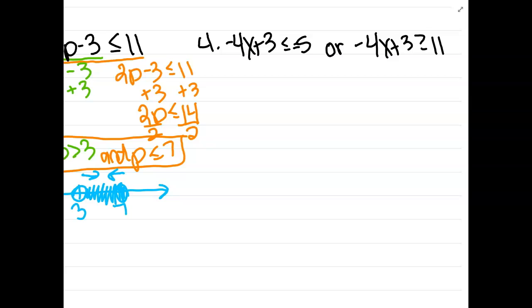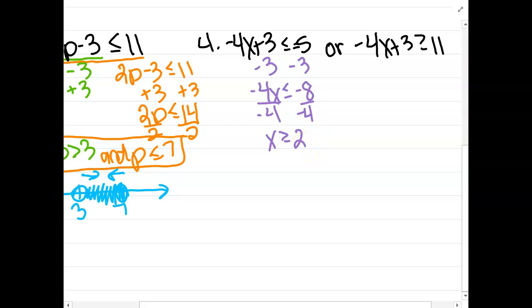Okay, is this an and or an or? An or, right? Because we see the word or. So, our two-step inequality here, if I subtract 3, we have negative 4x is less than or equal to negative 8. When I divide by negative 4, you got to flip the sign so it'd be a greater than or equal to 2.